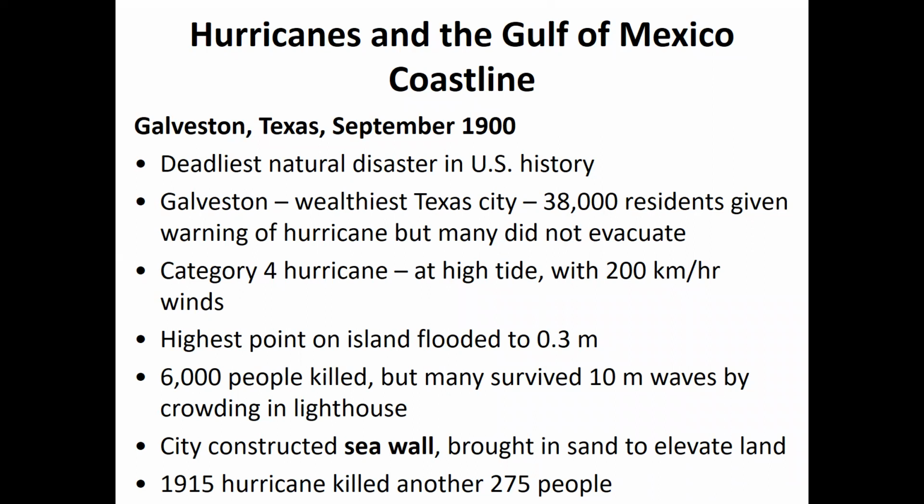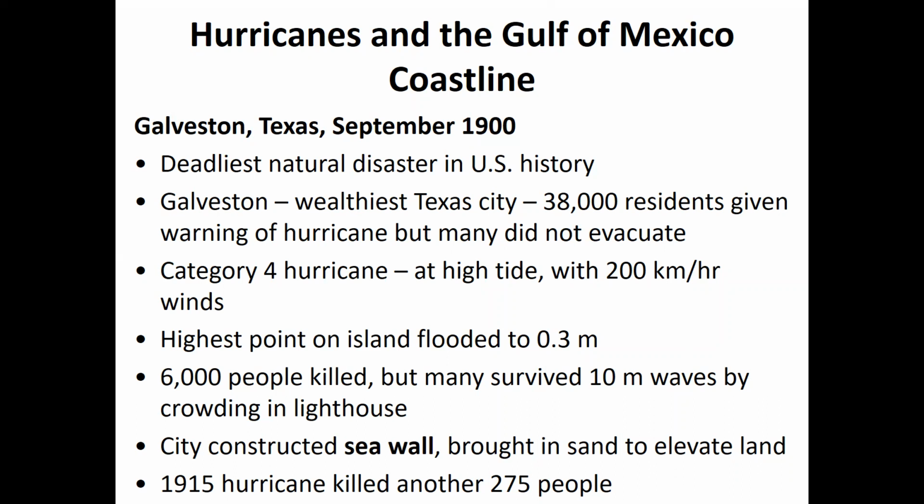So hurricanes in the Gulf of Mexico coastline, Galveston, Texas, in September 1900, that was the deadliest natural disaster in U.S. history. Galveston was the wealthiest city in Texas, 38,000 residents. They're given warning of a hurricane, but many did not evacuate. So a Category 4 hurricane hit a high tide with 200 km/h winds. And the highest point on the island, because Galveston is a coastal island, was flooded to a depth of 30 centimeters. So 6,000 people were killed, but many survived 10-meter waves by crowding in a lighthouse.